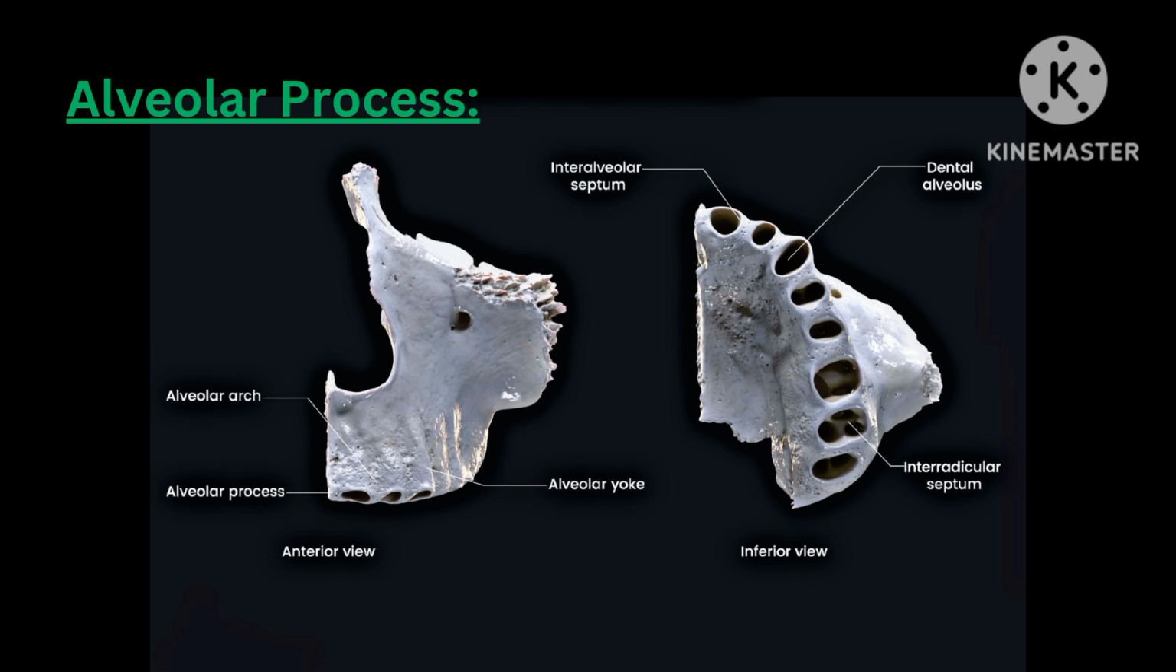The dental alveoli of the mandible house the roots of the lower teeth, while the dental alveoli of the maxilla, the upper teeth. The interalveolar septa are bony ridges between adjacent dental alveoli.